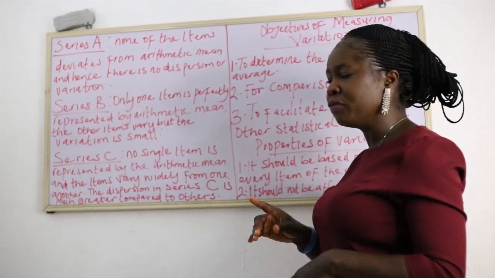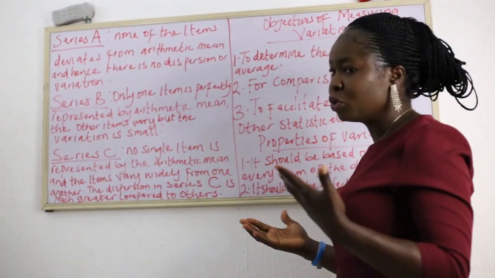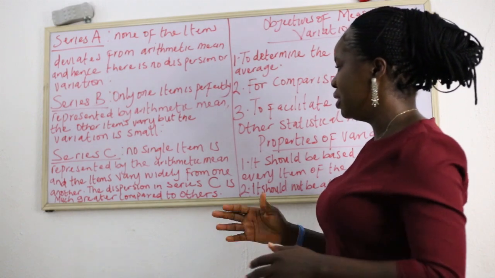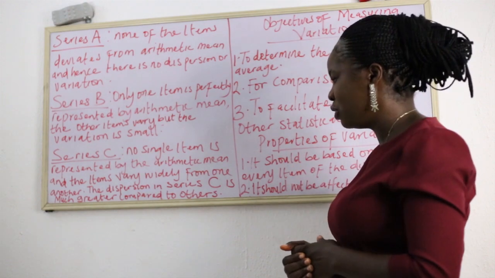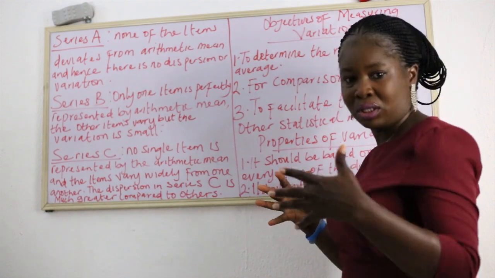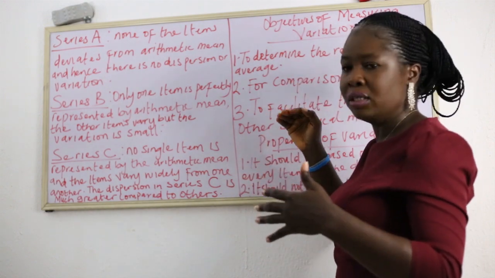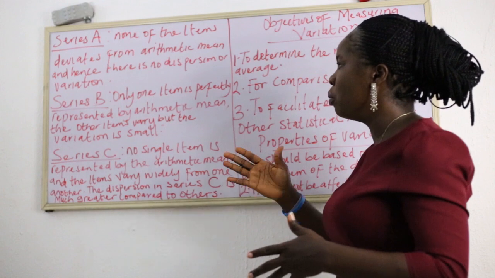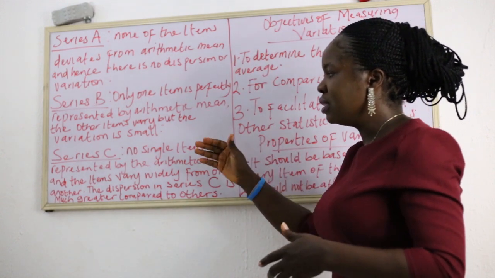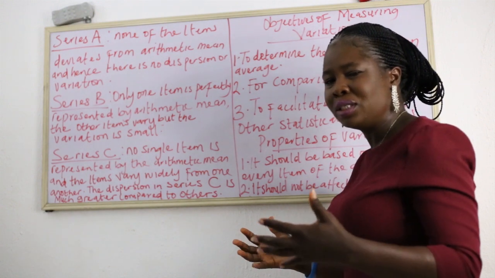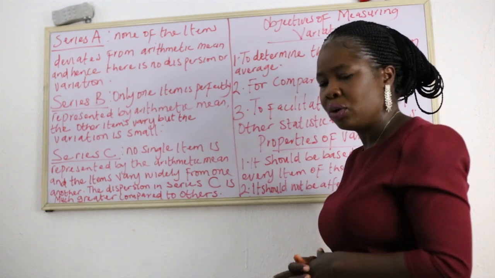Then series C, don't forget, for series C we had 1, 4, 89, 2, 3, and I think we had 5. So in series C, there was no single value that represented the arithmetic mean, so the variation was much, and the dispersion between the values was much compared to even the other series. So series C showed the extent to which variation or dispersion can go sometimes.